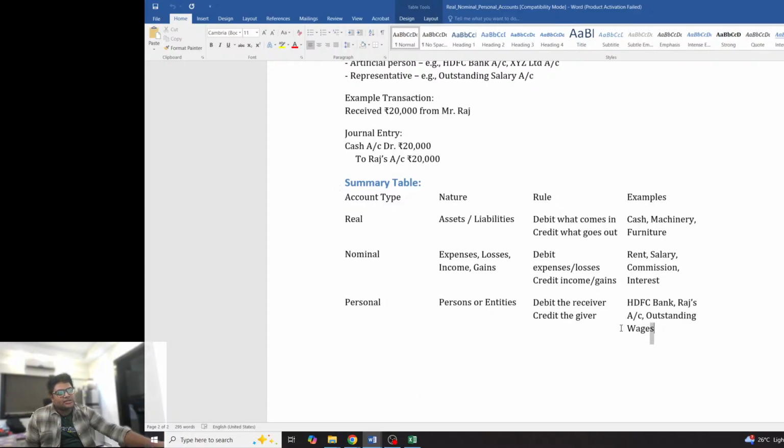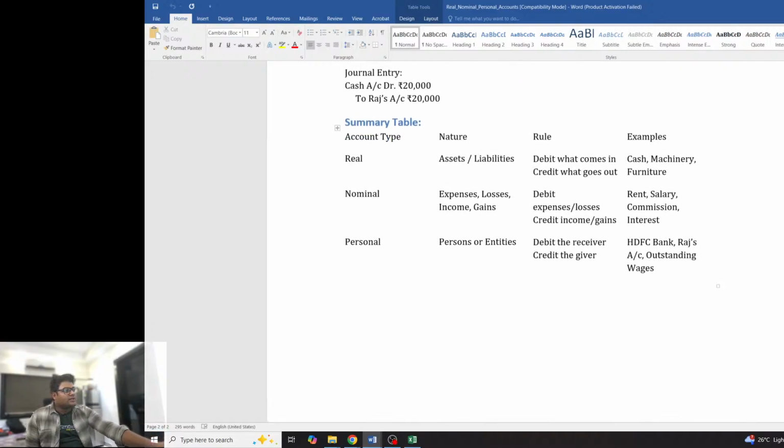So these are the three rules that you must understand before you get on with any kind of accounting work. These three rules are prima facie the most important, on which the foundation will be built. You have to understand and memorize these three types of accounts: real, nominal, personal, and the rules for them. Debit what comes in, credit what goes out. Debit all the expenses and losses, credit all the income and gains. Debit the receiver, credit the giver. These three are the most fundamental principles on which accounting functions.